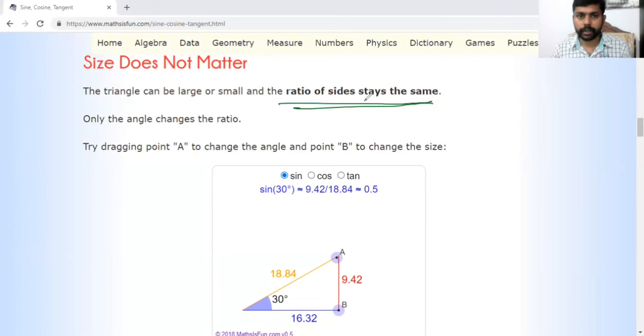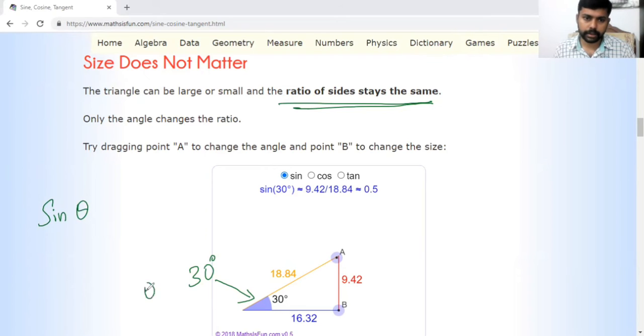Whatever be the size of the triangle, let it be a very small triangle or a very large triangle, if it is a right angle triangle and the angle is fixed, the ratio will remain the same. That can be shown with this interactive triangle. Here, the sine value is considered, and this angle of 30 degrees is fixed. We can change the angle, and see, as per the definition, the sine value.